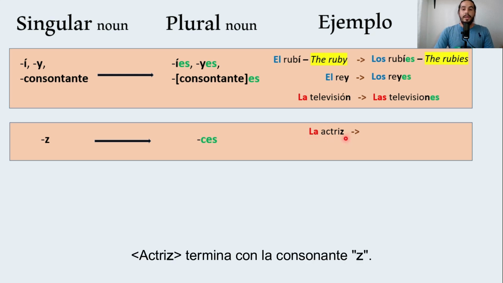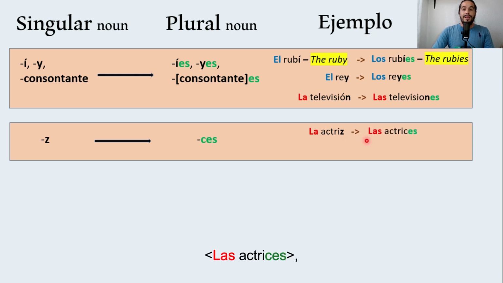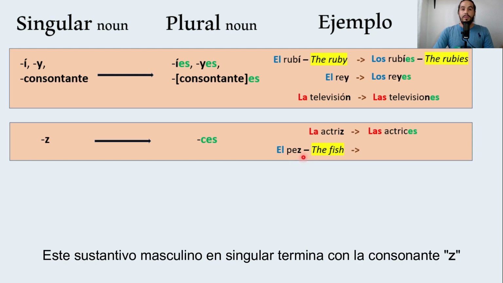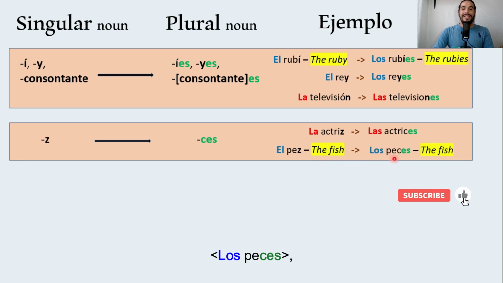Actriz ends with the consonant zeta. This is a feminine noun. And if I want to have its plural version, I need to write las actrices. Or el pez, which means the fish. This singular masculine noun ends with the consonant zeta. If I want to have its plural version, I need to write ces, and I get los peces, the fish.